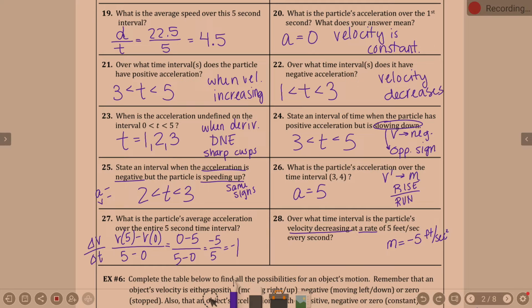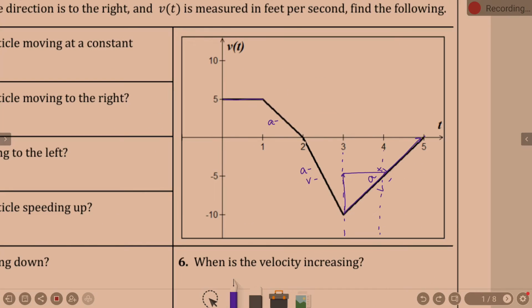Okay, so velocity decreasing at a rate, then we're looking for acceleration, which is our slope. Where'd you find it at? I mean, it's either 1 to 2 or 2 to 3 because those are my negative slopes. Which one has the -5 slope? Yep, 1 to 2. Because you can go down 5, right 1.